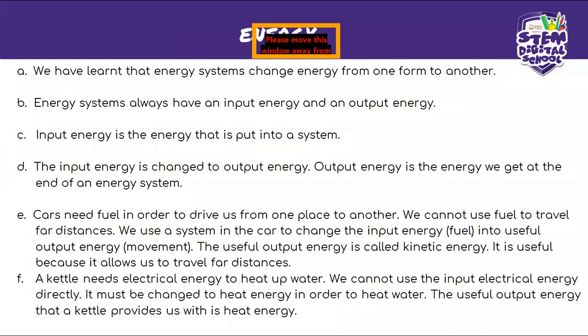So we have learned that energy systems change energy from one form to another. Very good. Energy systems always have an input energy and an output energy. So what is input energy? It is the energy that is put into a system. Very good. The input energy is changed to output energy. Output energy is the energy that we get at the end of an energy system.